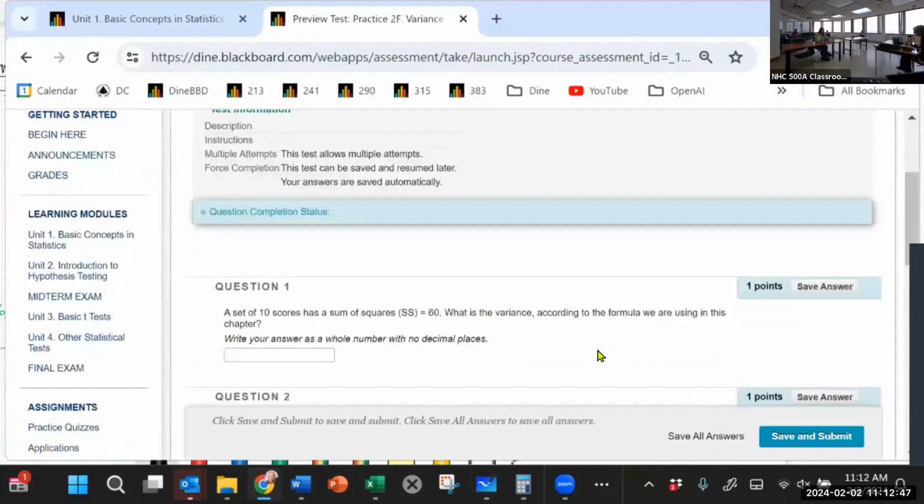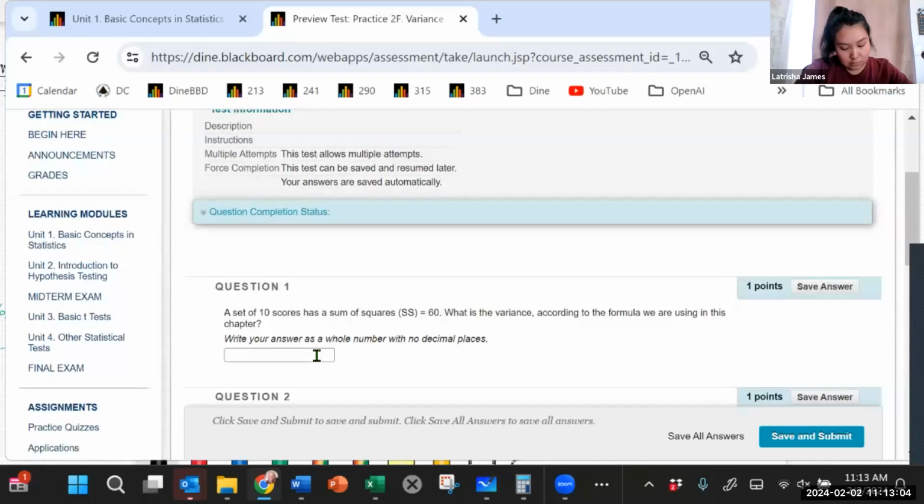So we have 10 scores and the sum of squares is 60. What's the formula for variance? Did you guys all write it down when I gave it to you? Sum of squares divided by n. So that should be 60 divided by 10. Write your answer as a whole number with no decimal places, 6.